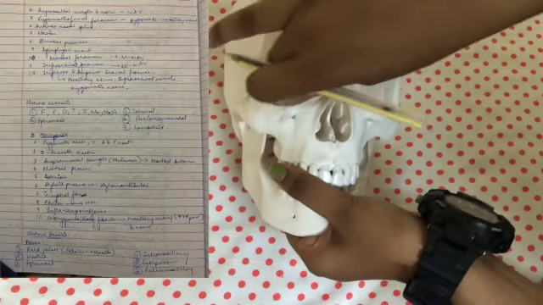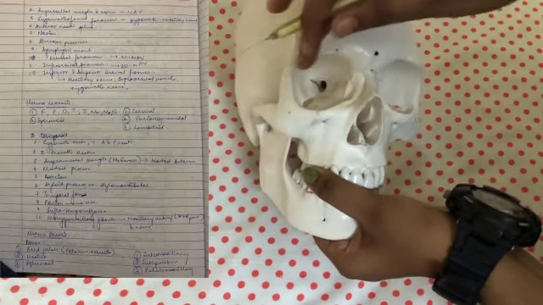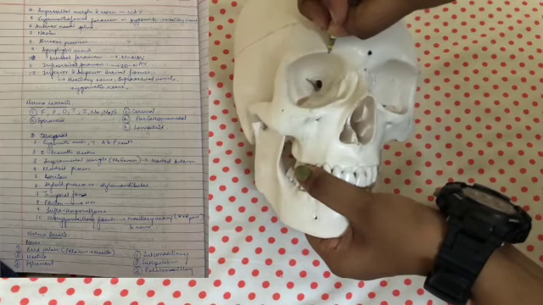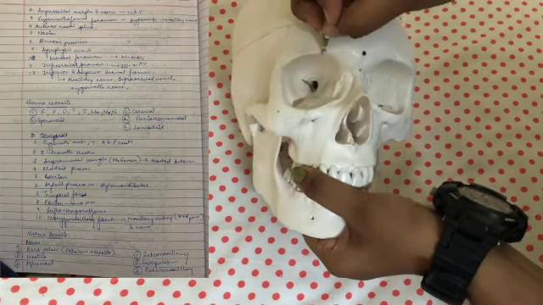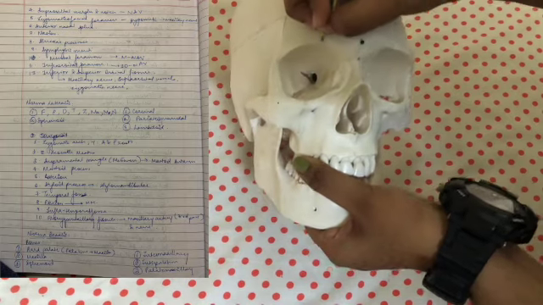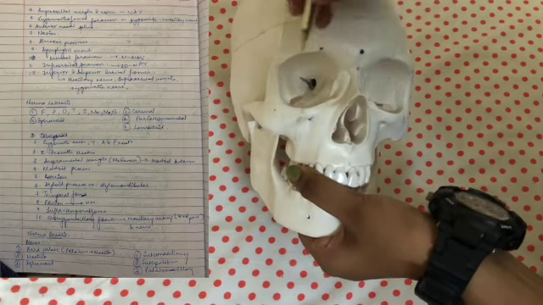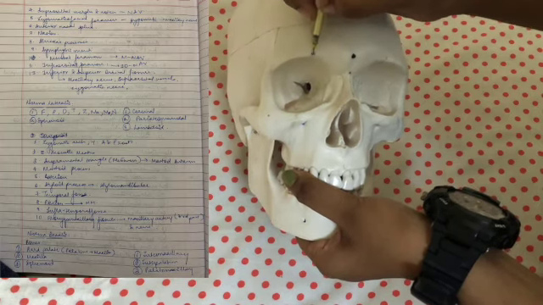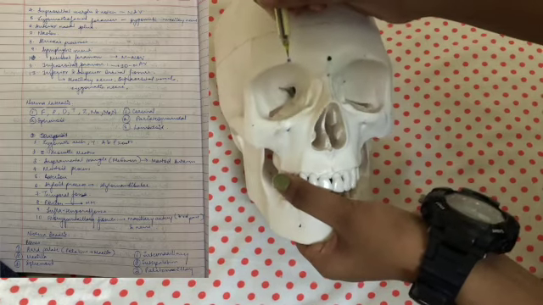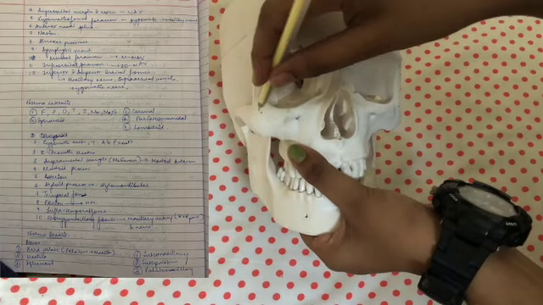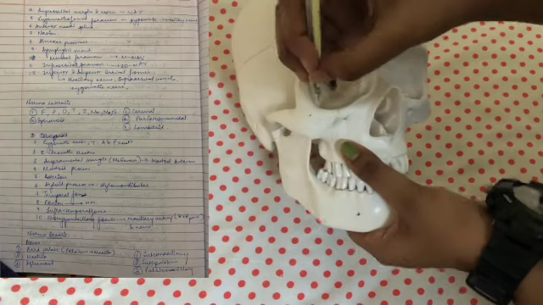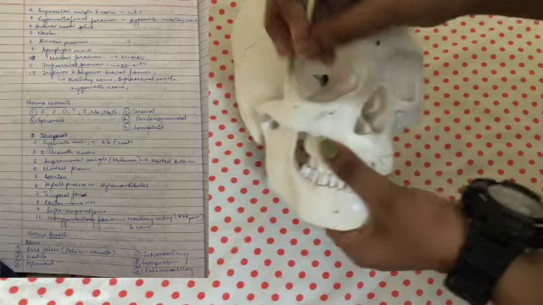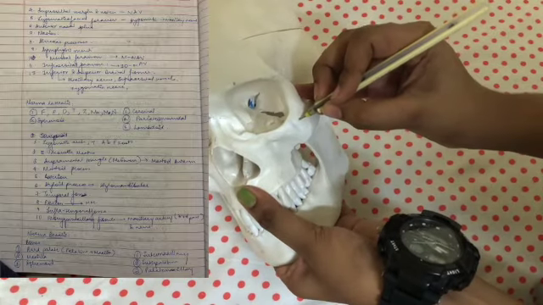Now the orbit has a superior margin. This is the supraorbital margin formed completely by the frontal bone. It has a small notch here which is known as the supraorbital notch, and it transmits the supraorbital nerves and vessels, that is the artery and vein. And now the zygomaticofacial foramen. This zygomaticofacial foramen transmits the zygomatic part of the maxillary nerve.